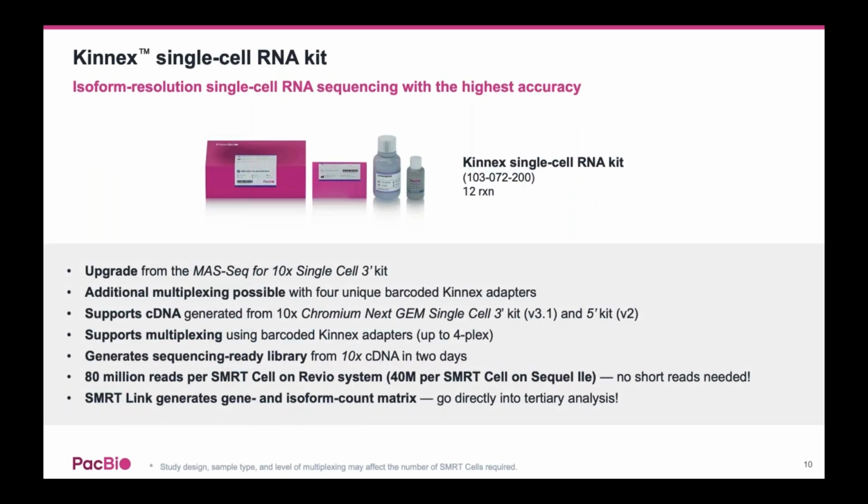With the Kinnex single-cell RNA kit, you can now get around 6 million HiFi reads per Revio SMRT cell, which after deconcatenation results in a yield of roughly 8 million reads. For more information about this kit, I'm not going to go into the specs here. Please check out the handouts module, as I mentioned, and we have an app note with more information.